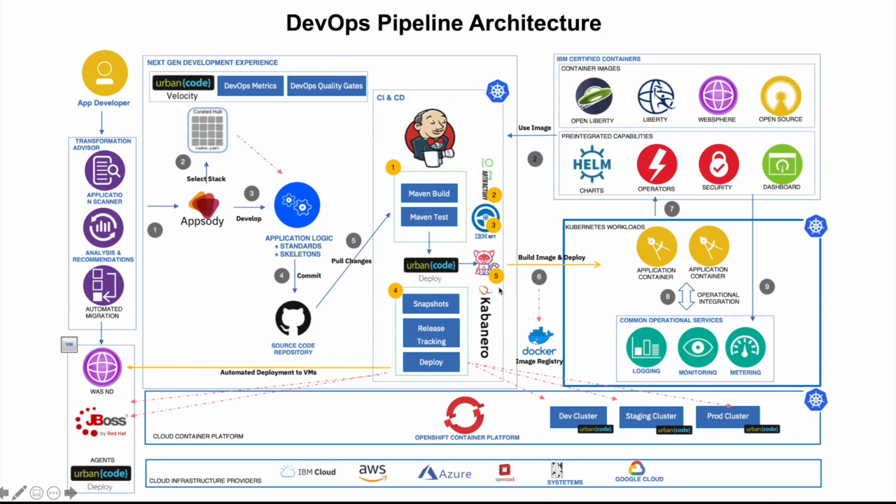Now this is a very interesting and very critical point, and we need to spend some time on it. You can see that UrbanCode Deploy is interacting with Tekton as a CI/CD pipeline for the Kubernetes environment. And you can also see UrbanCode Deploy interacting with the traditional workloads, the VMs, like WebSphere here, JBoss, etc. Now, what's happening here?